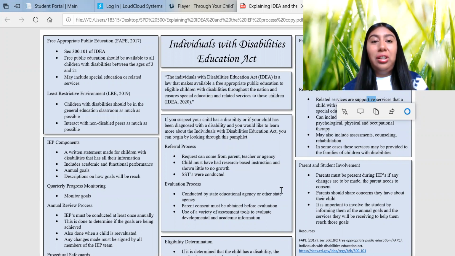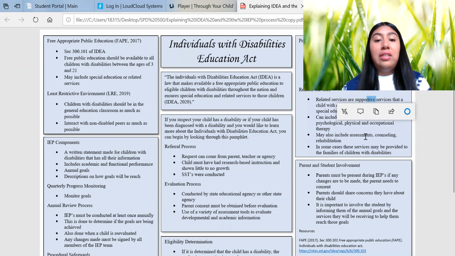I am creating this video as a resource to help guide you through the pamphlet that gives you more information about the Individuals with Disabilities Education Act. The IDEA is a law that makes available free appropriate public education to children with disabilities. And in this pamphlet, I want to summarize the services that are covered under the IDEA.